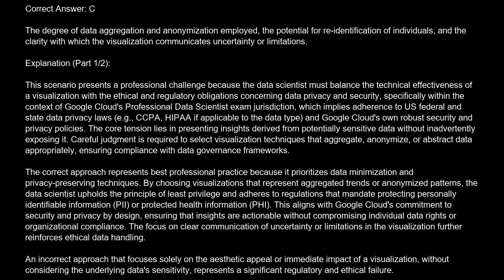frameworks. The correct approach represents best professional practice because it prioritizes data minimization and privacy-preserving techniques. By choosing visualizations that represent aggregated trends or anonymized patterns, the data scientist upholds the principle of least privilege and adheres to regulations that mandate protecting personally identifiable information, PII, or protected health information, PHI. This aligns with Google Cloud's commitment to security and privacy by design, ensuring that insights are actionable without compromising individual data rights or organizational compliance.